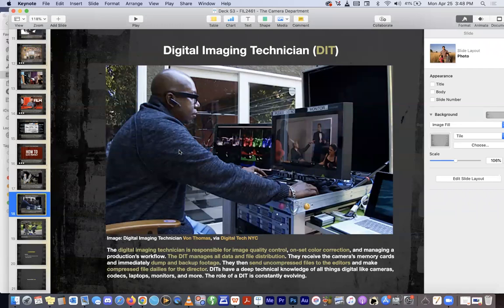And the DIT will apply those lookup tables to the image. So we get a basic sense of the color correction, the color saturation, and so forth that's happening in a particular video image, so that the director can really see what the finished image is going to look like, even though it's a non-destructive process.